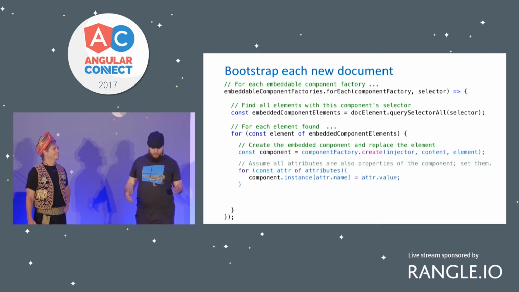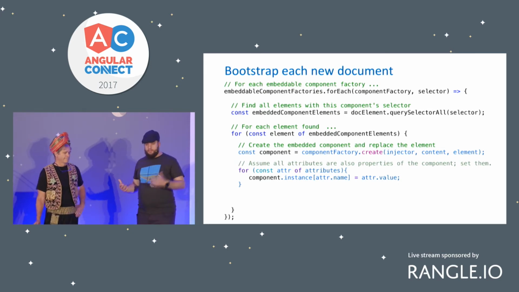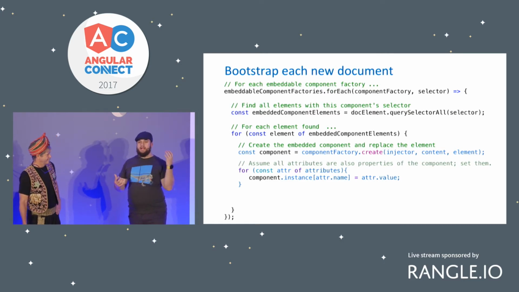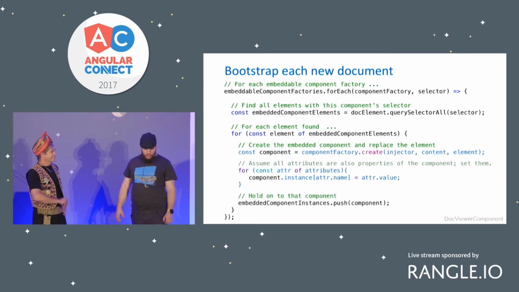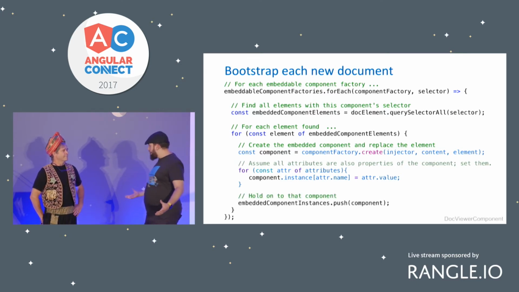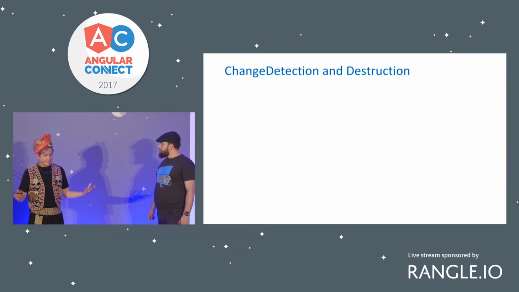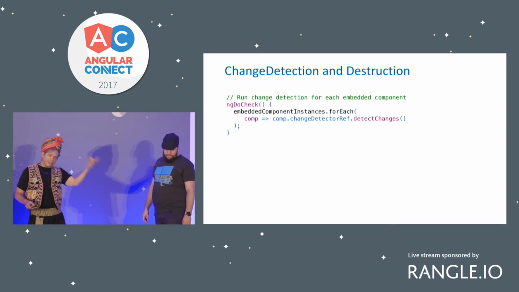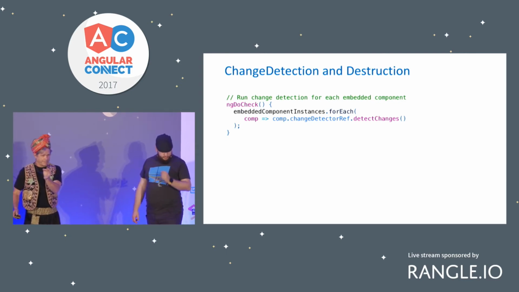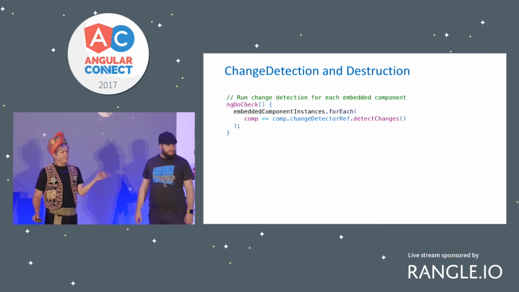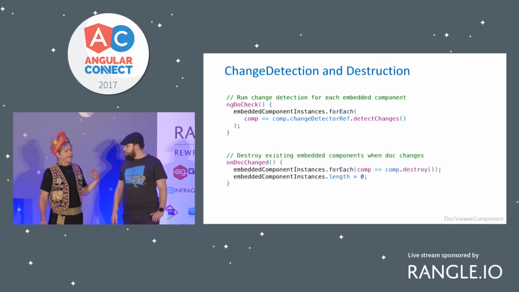Then we try to map all the attributes because you cannot have dynamic inputs, but you can have static inputs on them. So we basically go to all the attributes in the embedded component and we pass that to the real component. And then we hold on to that component. Why do we hold on to that component? Because you want it to be a live component. That means every time the change detection cycle happens in the big part of your application, you want change detection to happen for each of your embeddable components. And also, when the document changes, you need to destroy all the old embedded components and make way for the new ones. Otherwise, you get a memory leak.